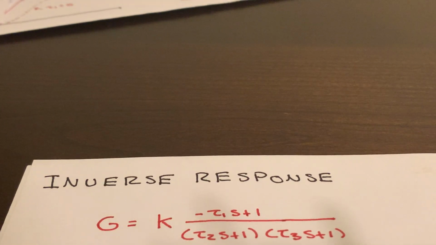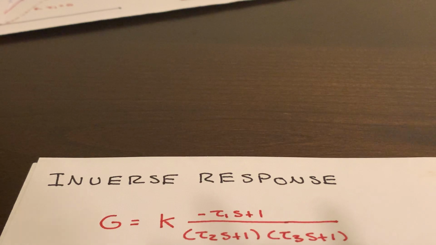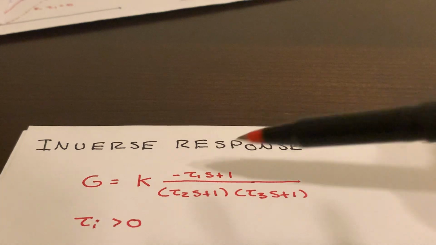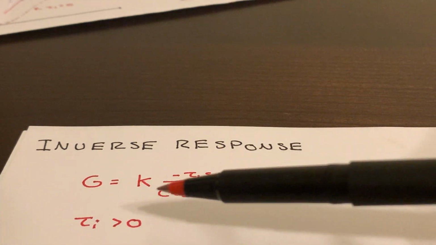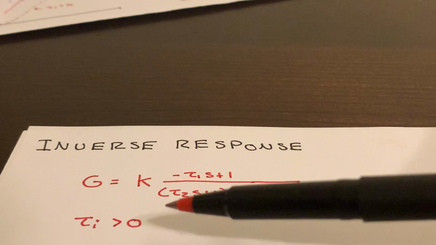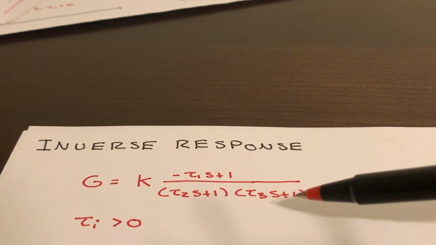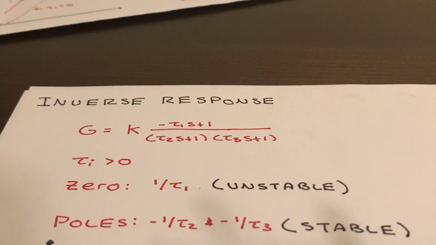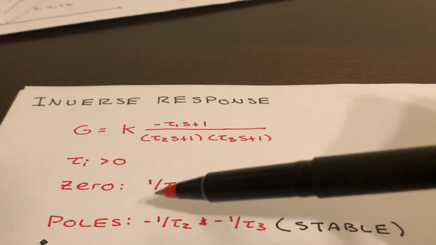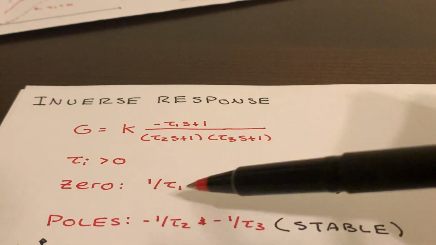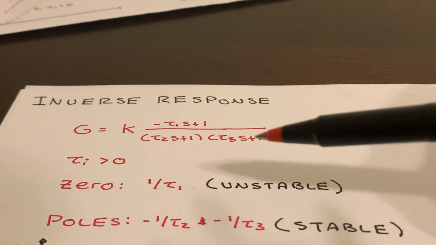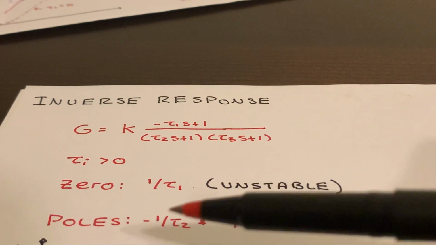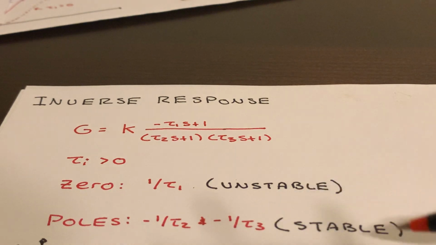One of the more interesting properties of zeros is that they can give us what's known as an inverse response. So now let's consider a transfer function G equal to k (minus tau 1 s plus 1) over (tau 2 s plus 1)(tau 3 s plus 1). All the taus are positive. But in this case, we now have a zero at 1 over tau 1. And because this zero is positive, it is unstable, or what we call an unstable zero. And in the case of our poles, we have minus 1 over tau 2 and minus 1 over tau 3, so we have a stable response.